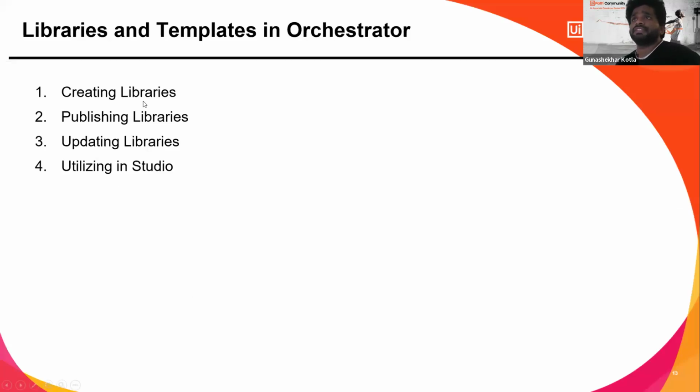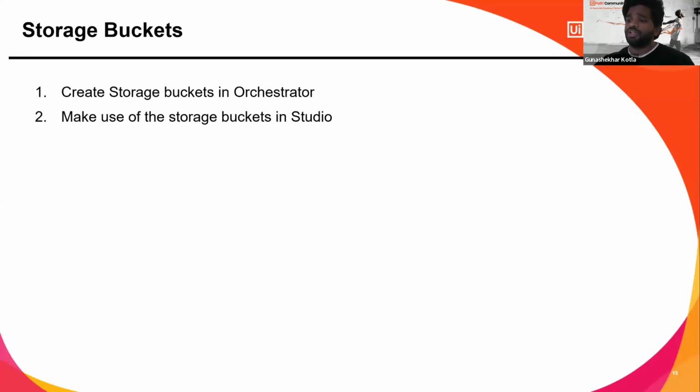Well, we have seen creating a library, publishing a library, and utilizing it in Studio. So let me go to the live demo and then storage buckets. Okay, so we have another functionality in Orchestrator where you can store a large number of data files in a storage bucket, and then you can utilize that in your automations. A storage bucket is kind of a per-folder storage location which will store your large files in it.